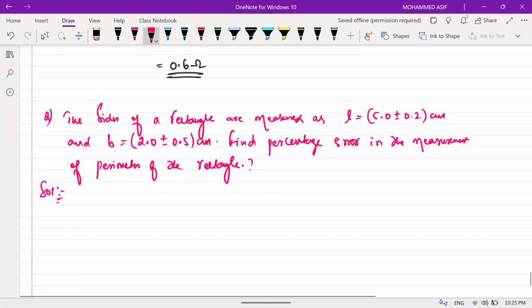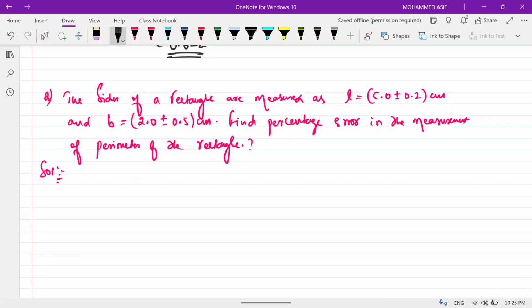Perimeter of the rectangle. This is your question. Sides of the rectangle are being given, length as well as your breadth. So what is the length he has given, beta? Length L is equal to 5.0 plus or minus 0.2 centimeters, isn't it? And breadth is equal to 2.0 plus or minus 0.5 centimeters.